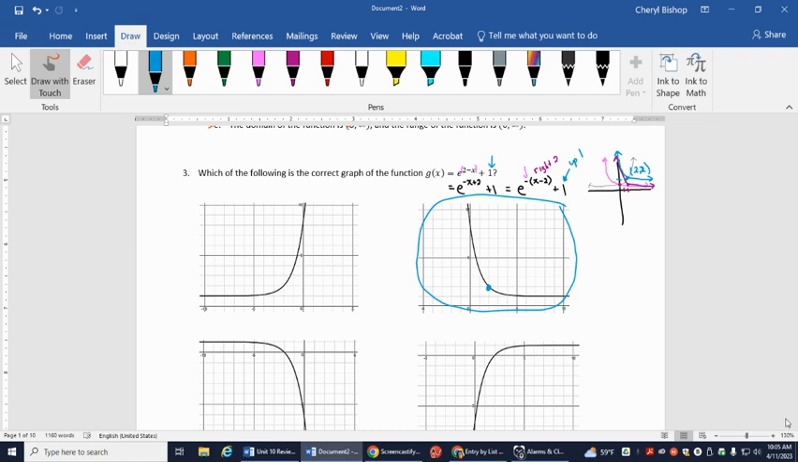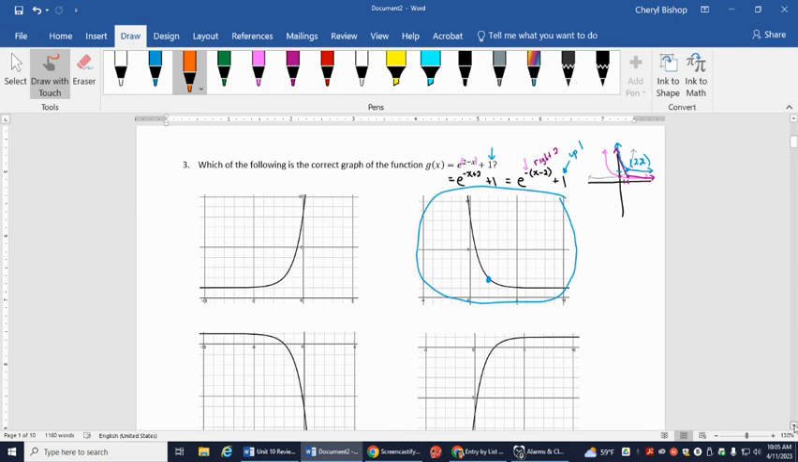Questions on 3? Okay. Let's go look at 4.